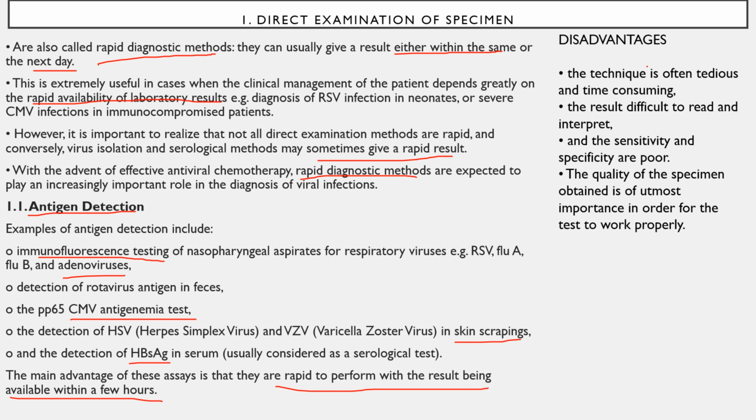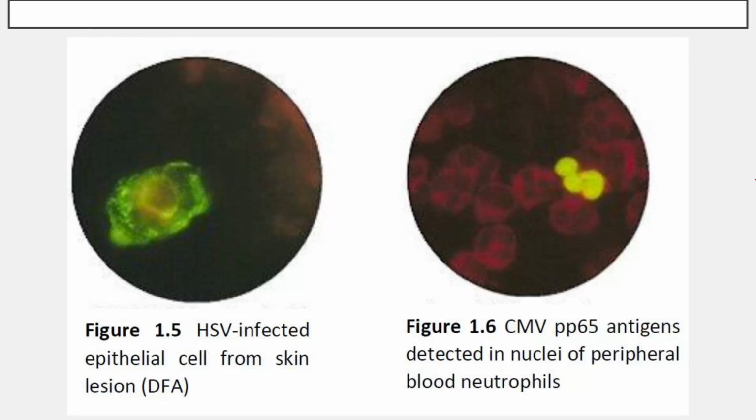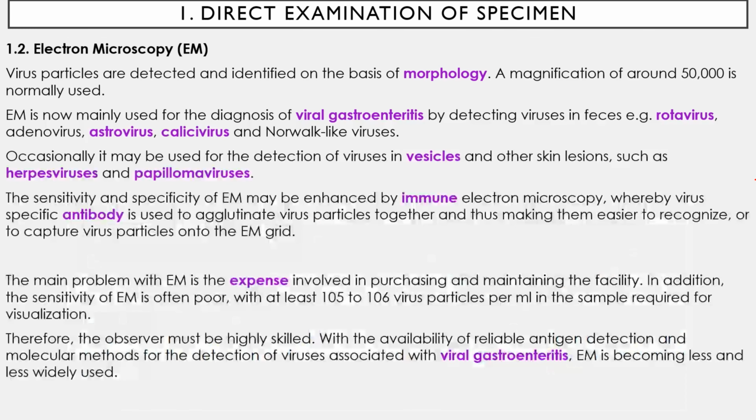Then, what are the disadvantages of antigen detection, class? The technique is often tedious, time-consuming, the result is difficult to read and interpret, and the sensitivity and specificity of the test is poor. Quality of the specimen obtained is of utmost importance in order for the test to work properly. These are examples of antigen detection. We have herpes simplex virus infected epithelial cells from a skin lesion. Then we have CMV pp65 antigens detected in the nuclei of peripheral blood neutrophils.